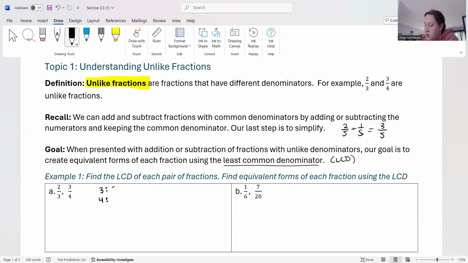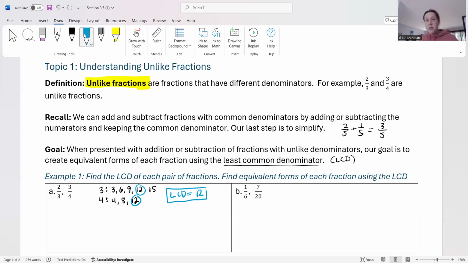You find multiples by multiplying the number by non-zero whole numbers, or natural numbers. So 3 times 1 is 3, 3 times 2 is 6, 3 times 3 is 9, 3 times 4 is 12, 3 times 5 is 15. Let's stop there. Now, 4 times 1 is 4, 4 times 2 is 8, 4 times 3 is 12. At that point, we can stop. We have a multiple in common, so we can now say that the LCD is 12.